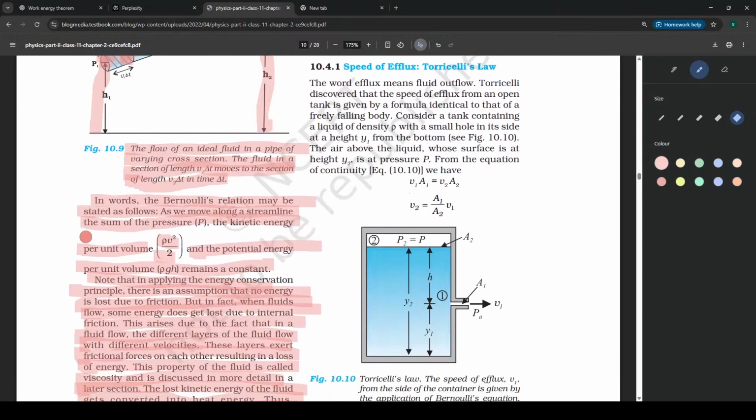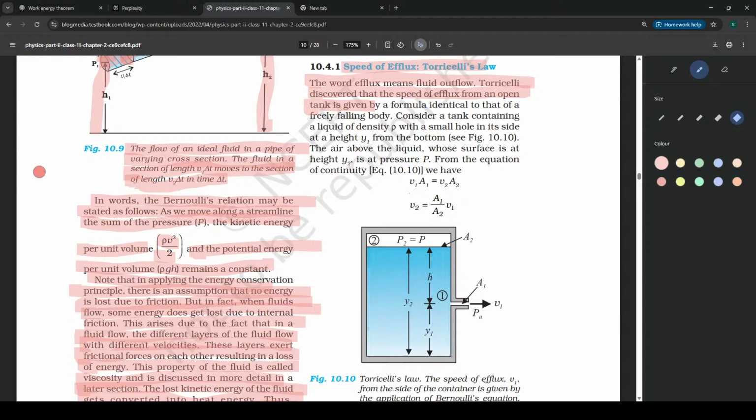Now let's go to the next topic, that is speed of efflux, Torricelli's law. The word efflux means fluid outflow. Torricelli discovered the speed of efflux from an open tank. This Torricelli is also the person who first gave the way to measure atmospheric pressure. The mercury barometer experiment was also performed by him. Just a reminder, Torricelli.